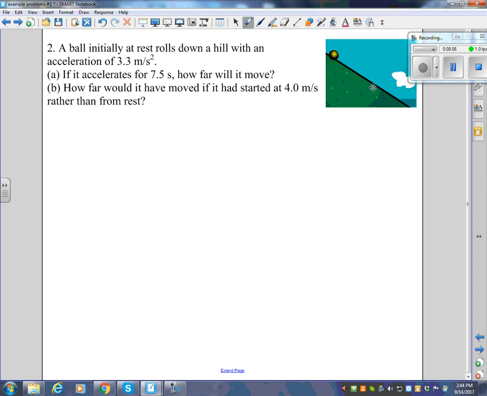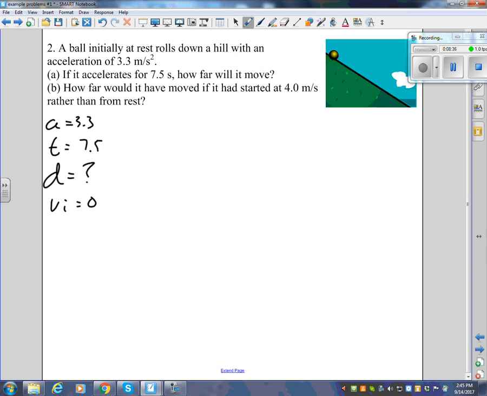We know acceleration is 3.3. We know the time is 7.5, and we're asked for how far it moved. It also says it starts at rest. It doesn't give you that number. It says at rest, right? There might be questions where it doesn't say at rest. It just makes you think, if they don't give me an initial speed, I'm going to assume it's 0. That's a fairly safe assumption most of the time.